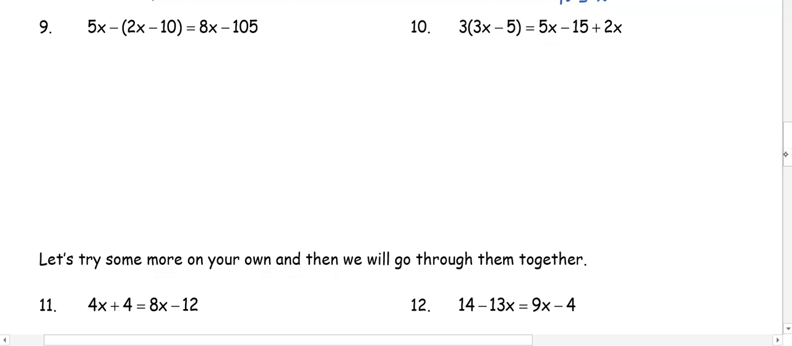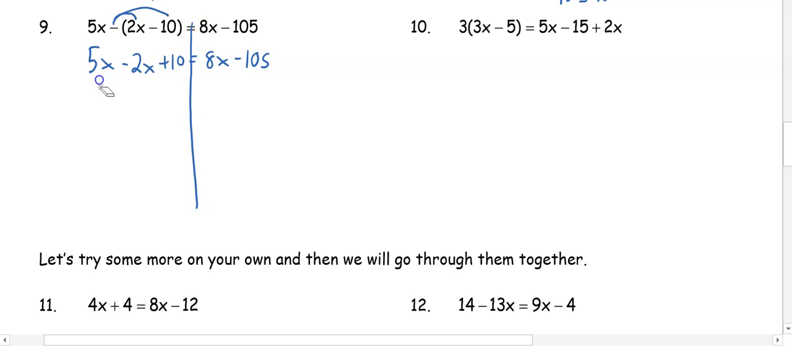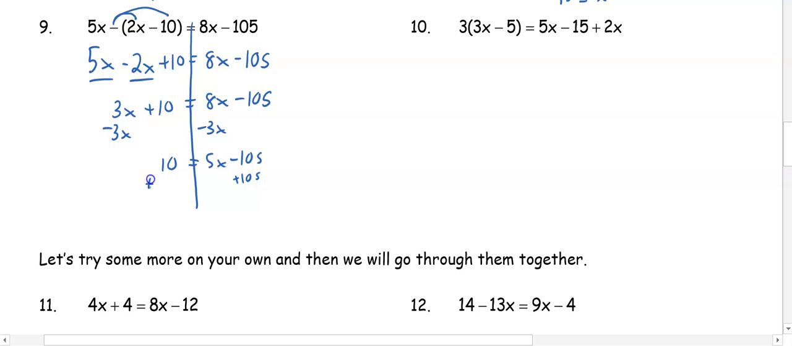In number 9, in order to distribute, we are going to take this negative and distribute, so we get 5x minus 2x plus 10 equals 8x minus 105. We can combine the x's together, so we get 3x plus 10 is equal to 8x minus 105. We can subtract 3x from both sides. 10 equals 5x minus 105. Add 105 to both sides. 5x equals 115. When we divide by 5, we get x equals 23.